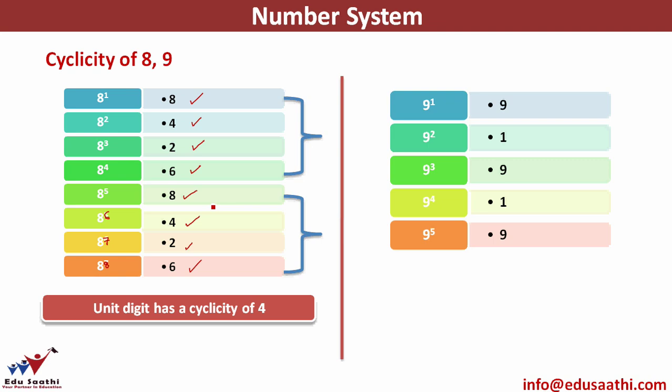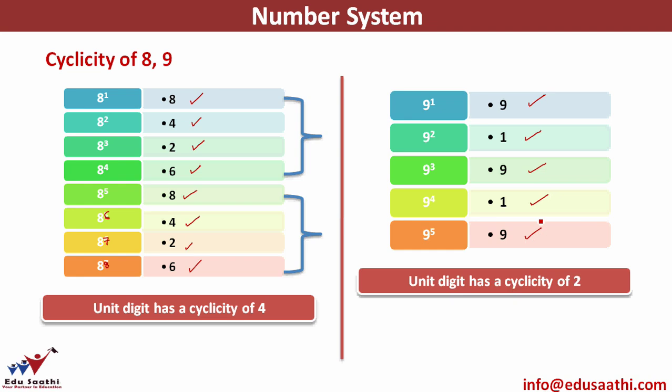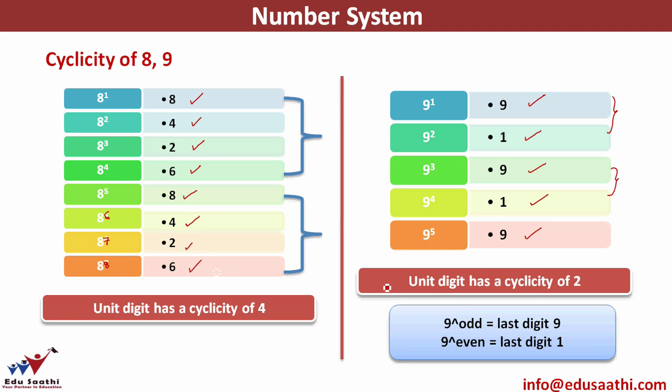Let's look at the case of 9. 9 raised to power 1 ends up in 9. 9 squared, 81. 9 cube, 729. 9 raised to power 4 again ends up in 1. 9 raised to power 5 ends up in 9. So if you look at it, it has a unit digit cyclicity of 2: 9 and 1. So 9 raised to an odd power would always end up with 9. 9 raised to an even power would end up in 1. This is similar to the case of 4, because the cyclicity was also 2 in case of 4.